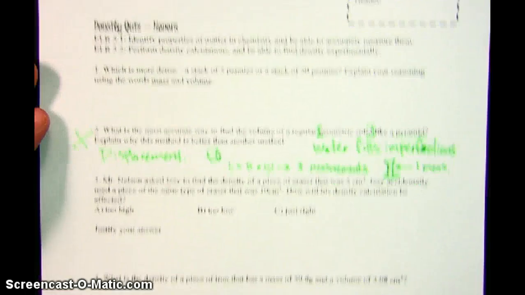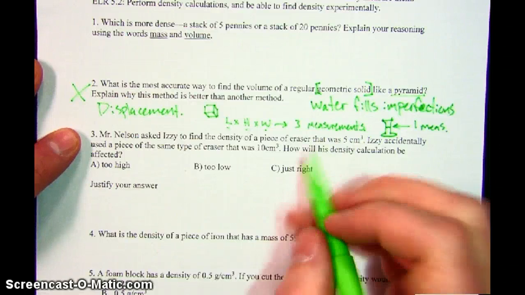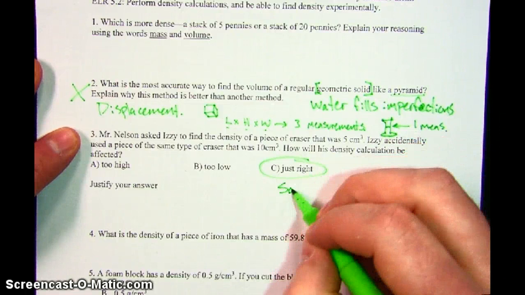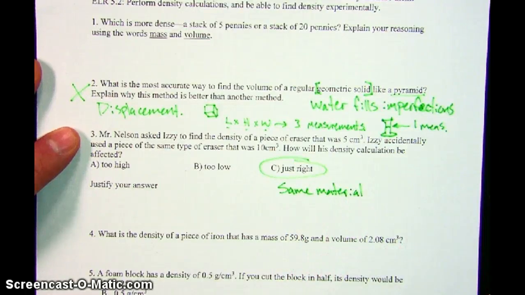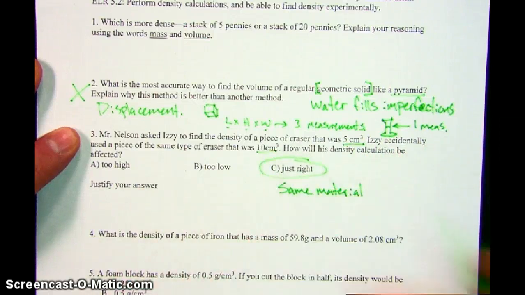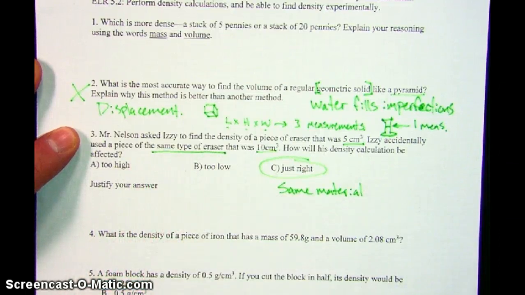The next one that I want to point out and make some notes about is question number 3. In this question, Izzy accidentally grabbed the wrong eraser and she was trying to find the density. The answer that I was going for here was just right, and the reasoning for that would have been same material. If I said to Izzy, hey, find the density of this eraser, and I meant to hand her the 5 centimeter cubed one, but she accidentally grabbed the 10 centimeter cubed one, they're the same type of eraser, so she should get the same density.